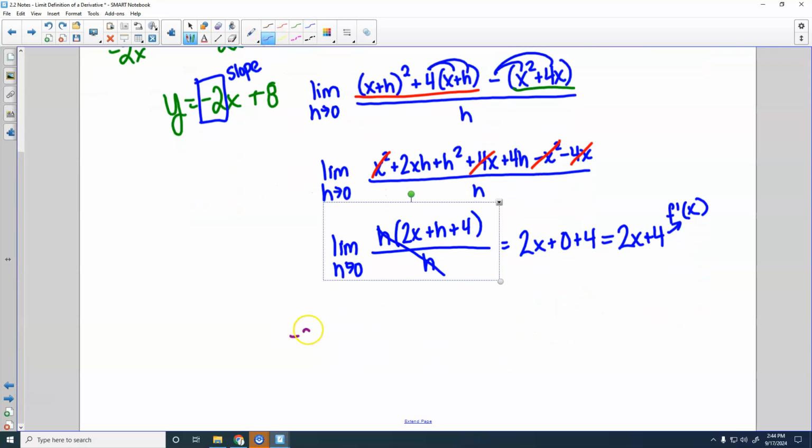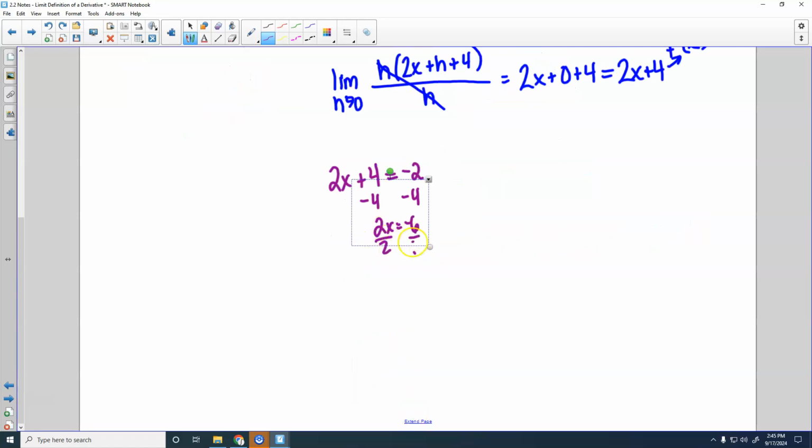So we're going to say negative 2x. I'm sorry, I don't know why I'm doing negative 2x. It's 2x plus 4 is going to equal negative 2. And that is a very simple equation for us to solve. We're going to subtract 4. 2x equals negative 6. We will divide by 2. x is going to equal negative 3. That is the x coordinate of our point.